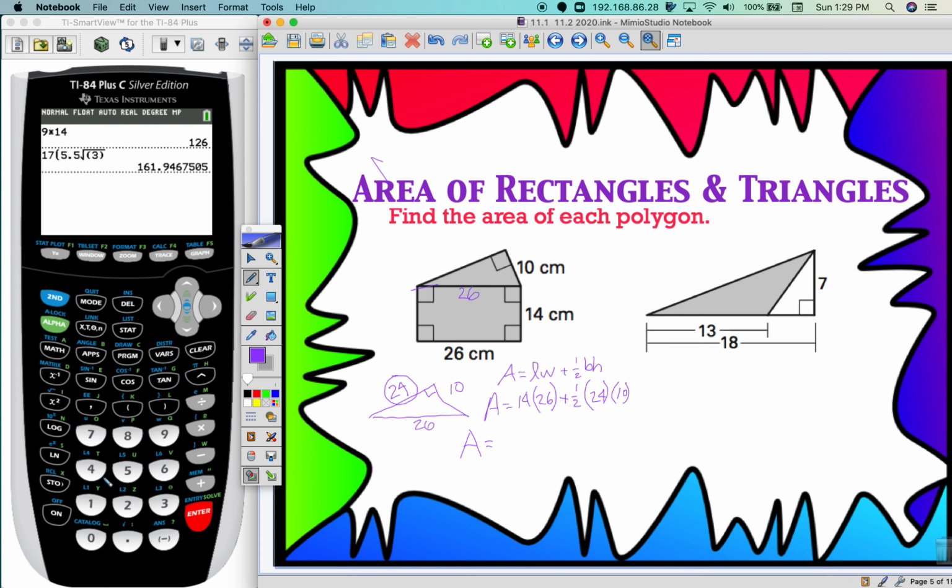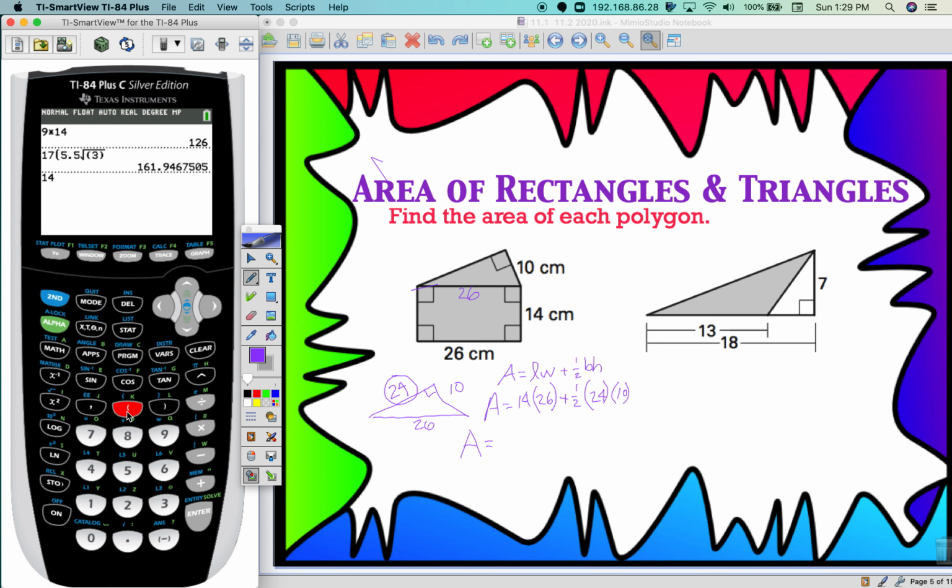All right, just go to your calculator and type it all in, and let's see what we get. So there's the rectangle. Sorry, cursor quit on me there. And that's it, 484 square centimeters would be your answer.